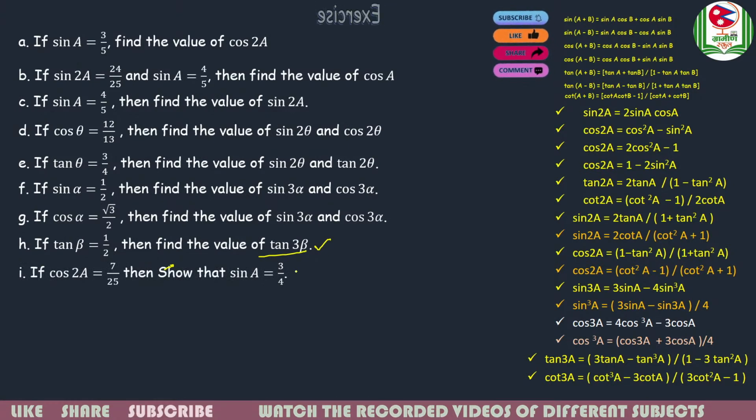And here if cos 2A equals 7 by 25, we have to prove that sin A equals 3 by 4. Here cos 2A equals 7 by 25, and using this cos 2A we have to find out that sin A equals 3 by 4. So we know cos 2A equals how much? 1 minus 2 sin square A. And using this relation, here cos 2A equals 7 by 25, so put the value of cos 2A.